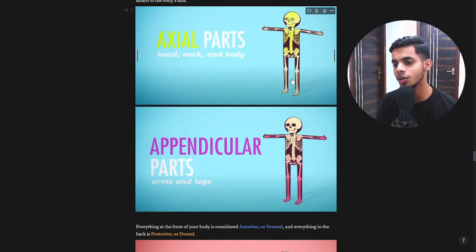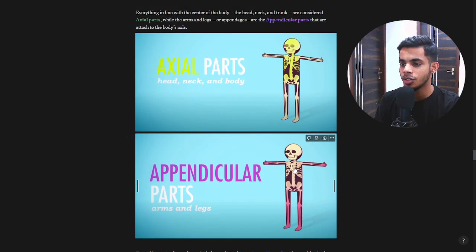And what are the appendicular parts? The parts which are in the bottom or the parts which are stretched outside towards the body, which is basically the arms and the legs. So when you are dividing a body from the center horizontally, you will be getting upper half, lower half. Upper half is known as axial plane, lower half is known as appendicular plane. What will axial plane consist of? Head, neck and trunk, and appendicular will be consisting of arms and legs.